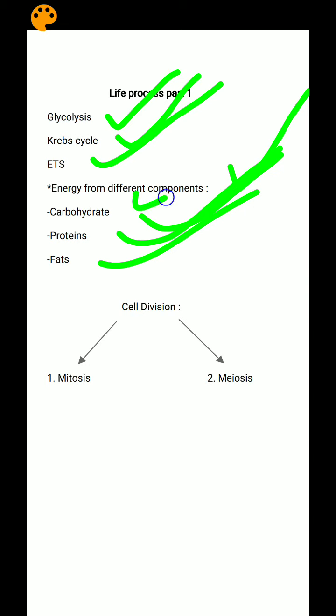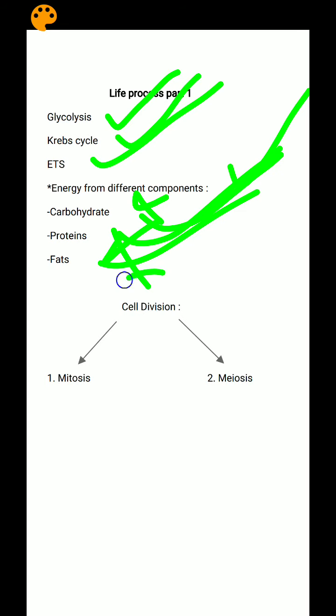Carbohydrates give us 4 kilocalories. 1 gram of carbohydrate gives us 4 kilocalories of energy. Proteins also give us 4 kilocalories of energy. And the third one, fats, give us 9 kilocalories from 1 gram of fats. What are fats? All the oils and ghee give fats.